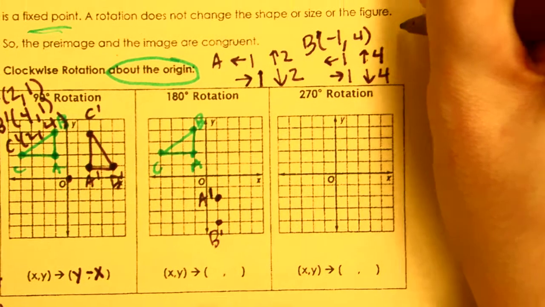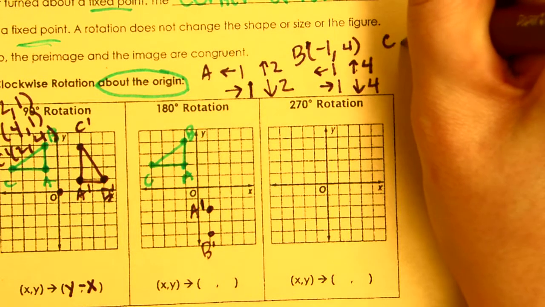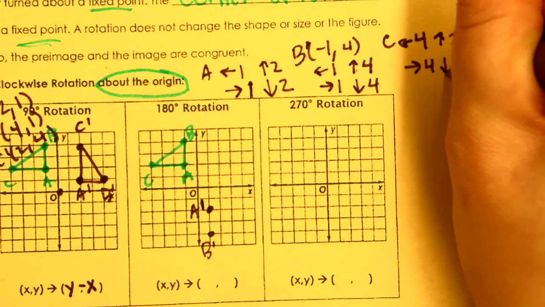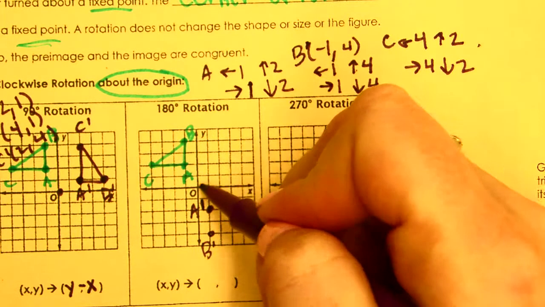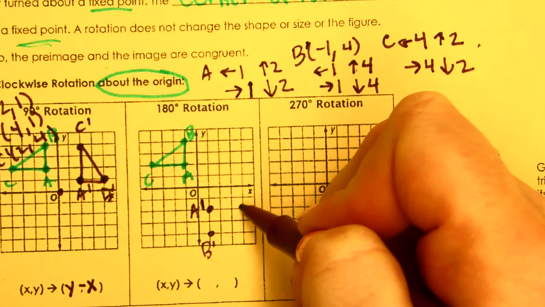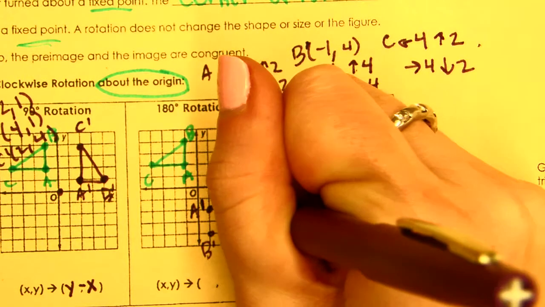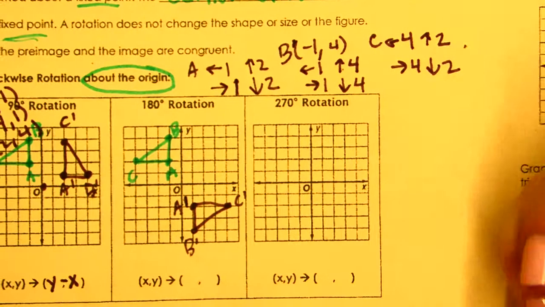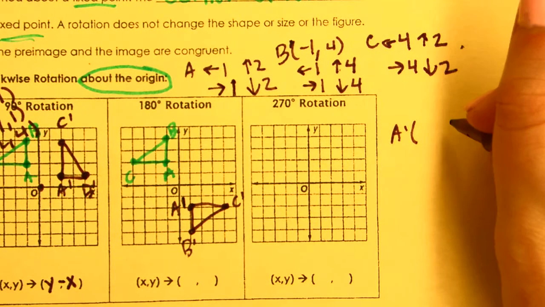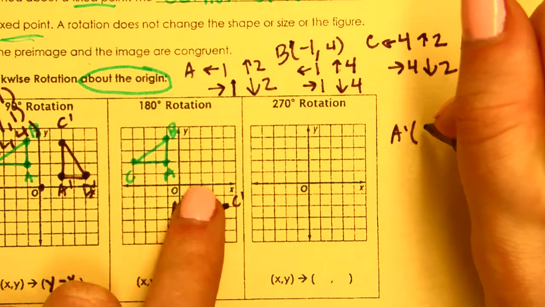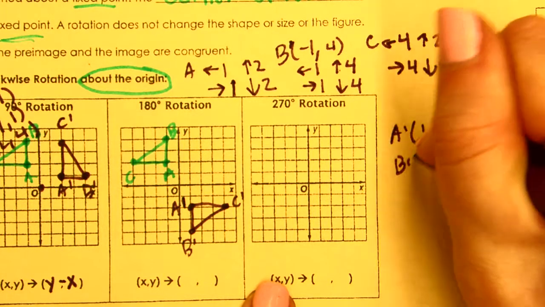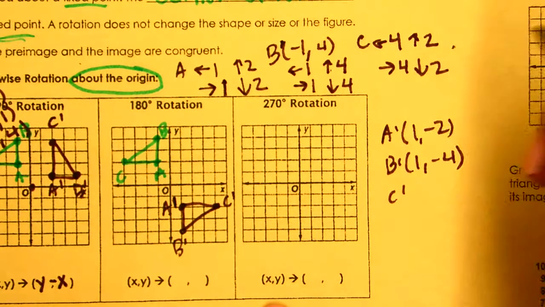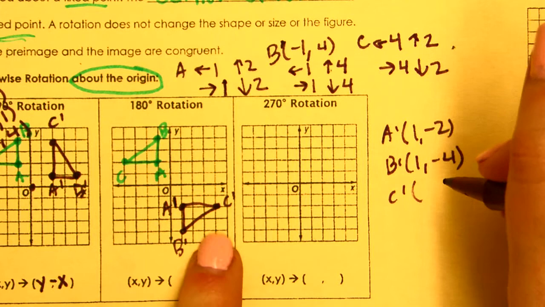And then C was to the left 4, up 2. So if I go 180, it's to the right 4, down 2. To the right 4, down 2. So there's C prime. Okay, now I should list out the coordinates. I'm not having a lot of space. A prime is 1, -2. B prime is 1, -4, and C prime is 2, -4.